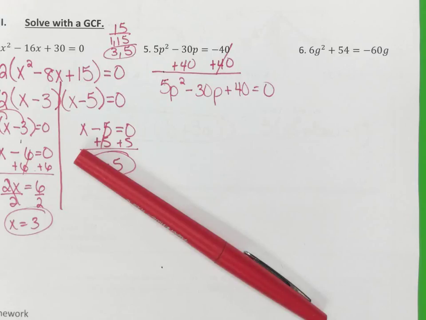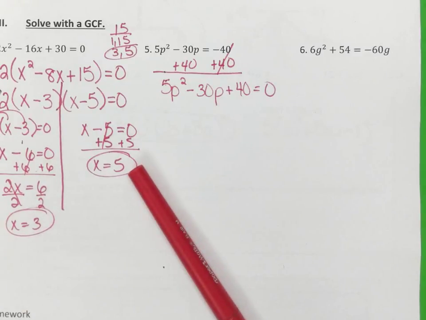Did you factor out a 5? So you get p squared minus 6p plus 8. Coach, on Monday we're going to start doing ones with a number in front. We don't have that yet.